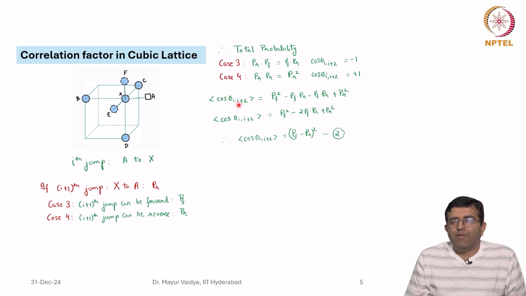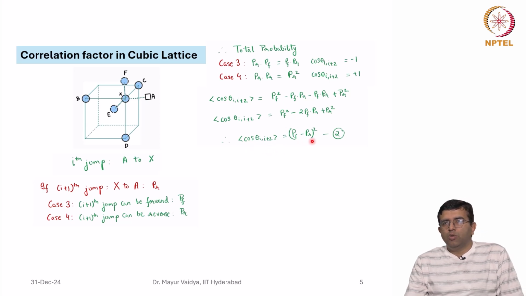So the overall average of cos theta I plus 2 will be equal to PF square minus PF into PR minus PF into PR plus PR square. So this is nothing but PF square minus 2 PF into PR plus PR square. So the average of cos theta I plus 2 is equal to PF minus PR whole square.